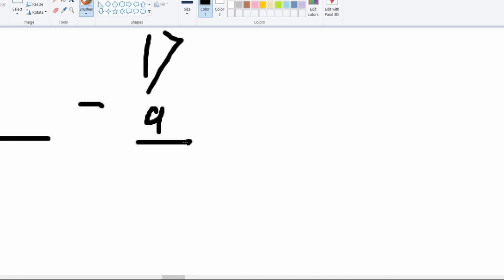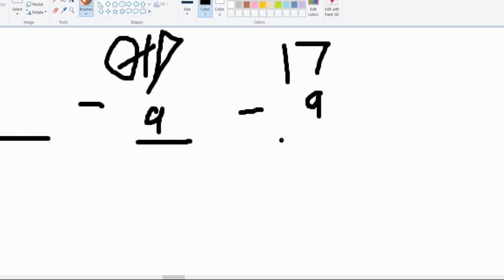So next we're going to cross this out, make it a 0, and put that 1 right in front of the 7. And so now we have 17 minus 9. This is a bit of a complicated problem. It's simple, but it's complicated.